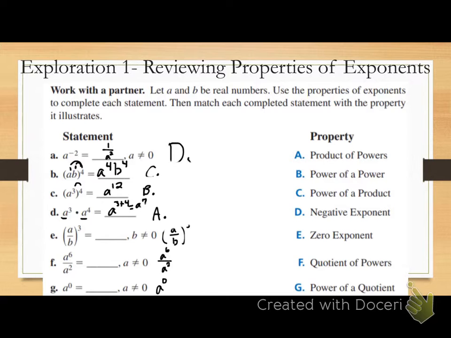Letter E. I have A over B to the 3rd. Any ideas how I'm going to go about that? A cubed over B cubed. Very good. If I wrote that out, expanded it out, it'd be A over B times A over B times A over B. A times A times A gives me A to the 3rd. B times B times B gives me B to the 3rd.